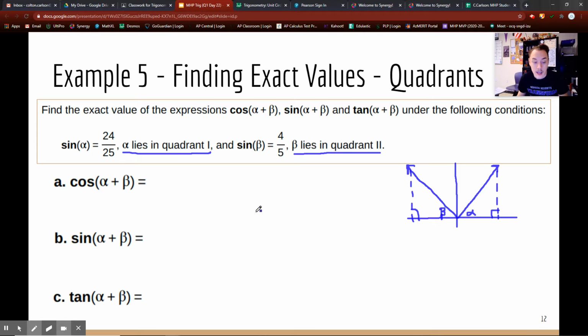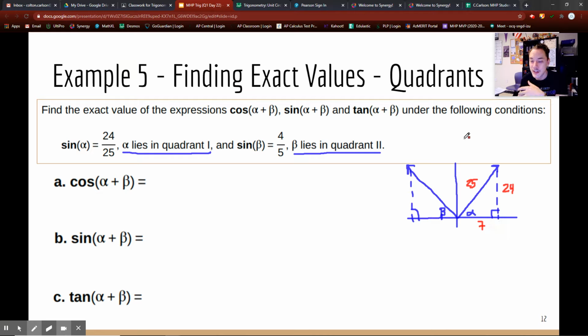All right. Now I'm going to look at what they're giving me. Let's start with alpha here. Sine is, by definition, opposite over hypotenuse. So 24 all over 25, my hypotenuse. Now, we've done this a lot. How do I find the missing side? You should already know this side is 7. If you don't know that, Pythagorean theorem, baby.